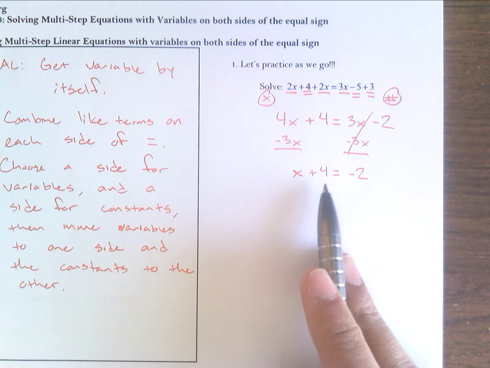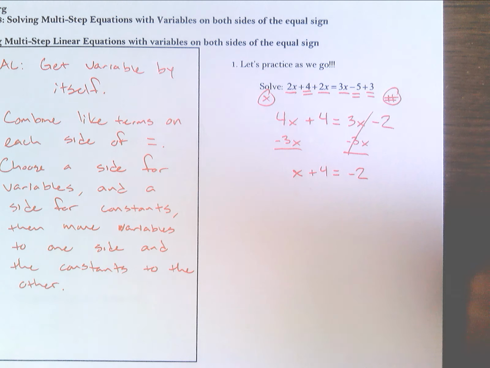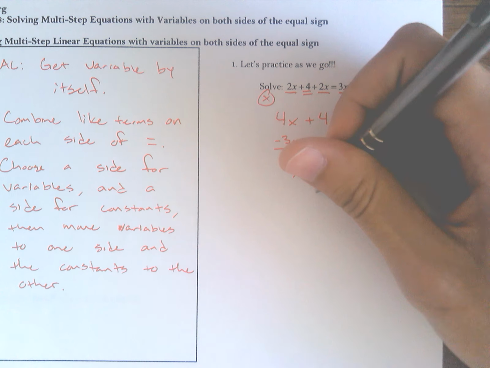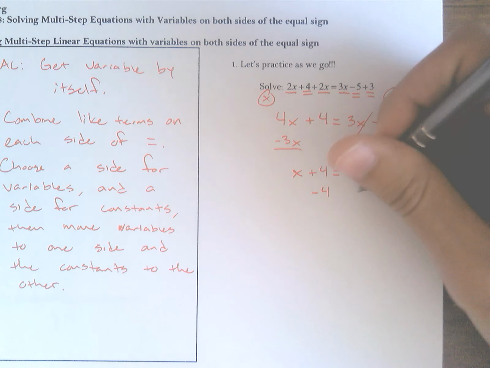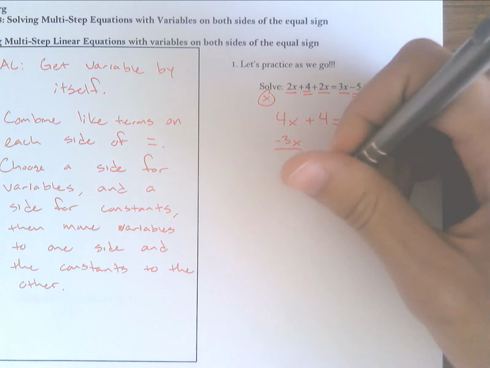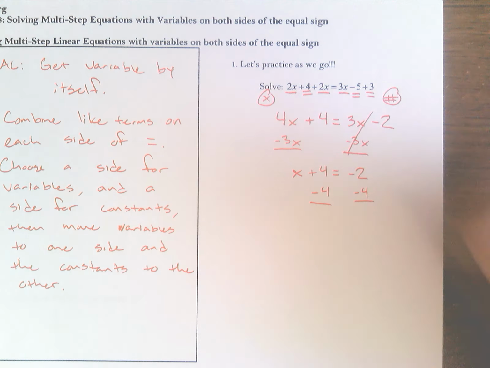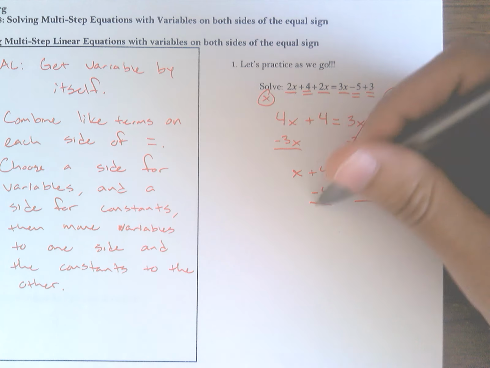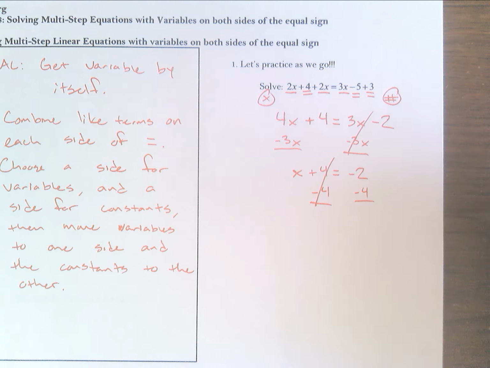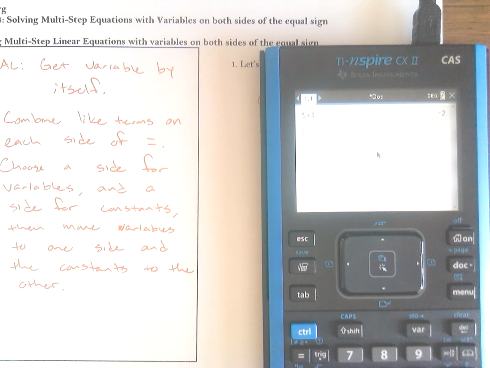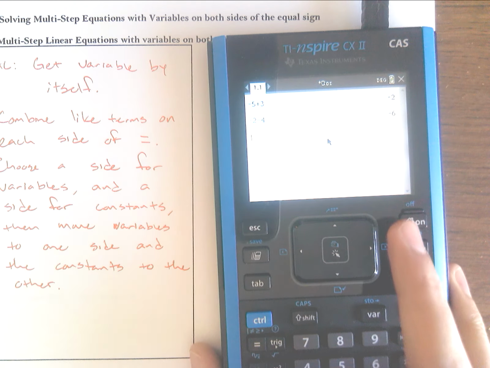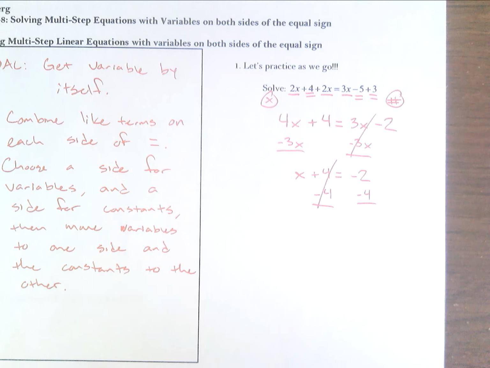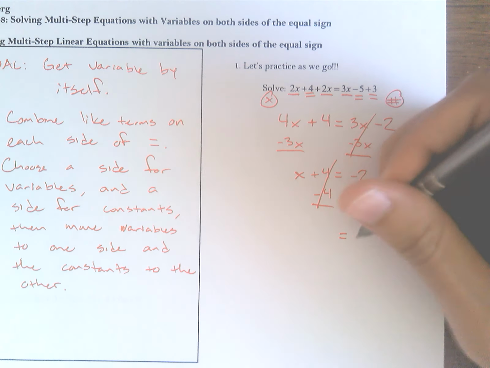In order to move that, we use the inverse operation. So we have a plus 4. To move it over, we subtract 4. We do that to both sides. So on the left-hand side, a +4 and a -4 cancel. -2 minus 4, well, let's go ahead and see. -2 minus 4 is -6. You see that okay? And so then this becomes -6.